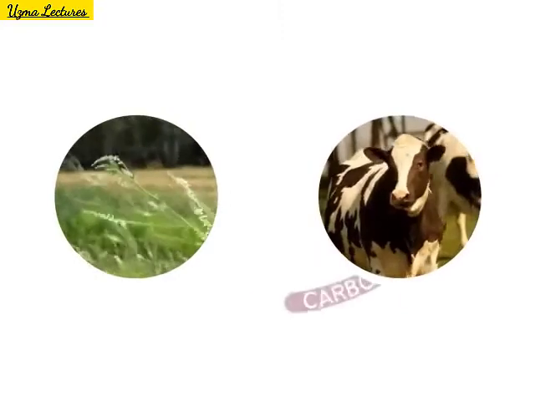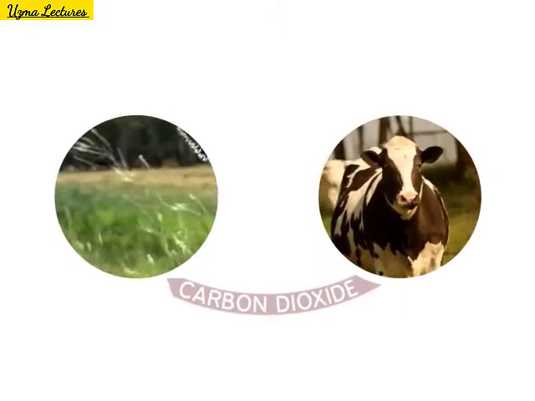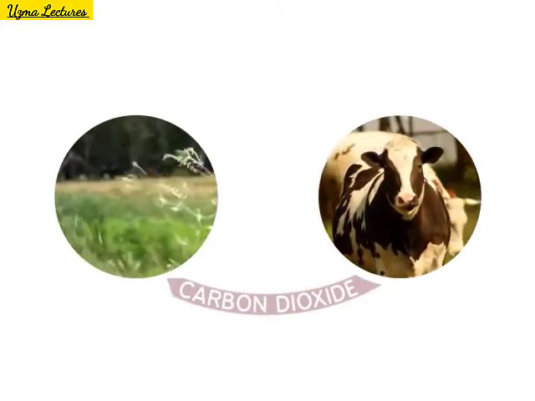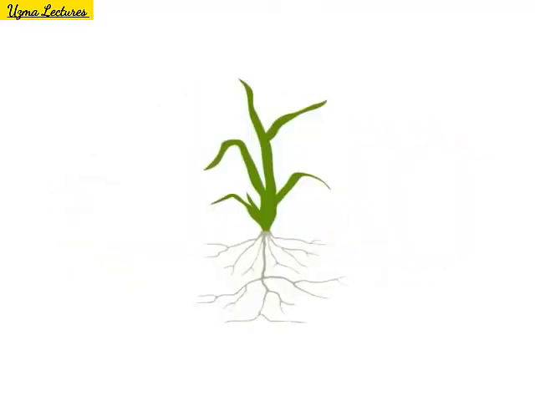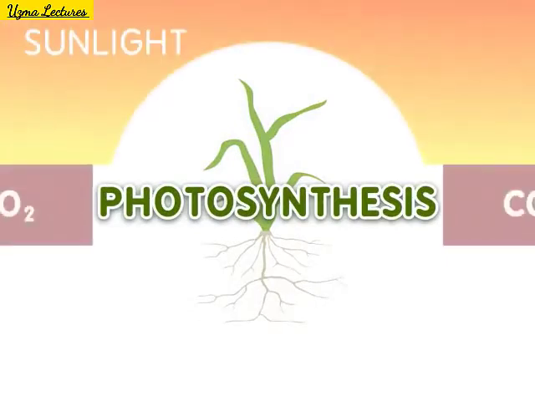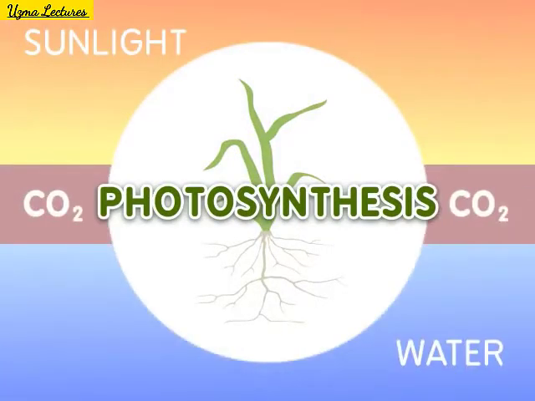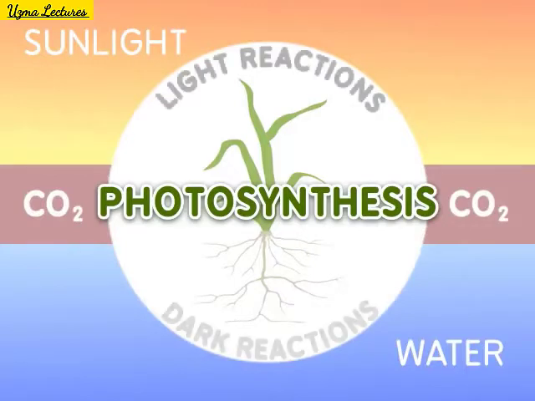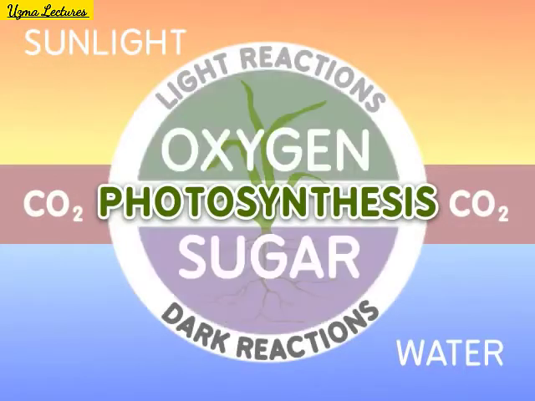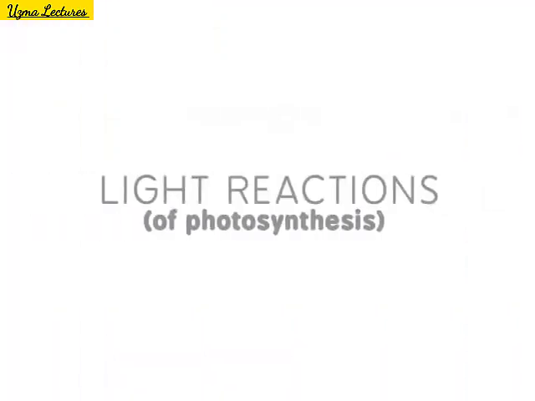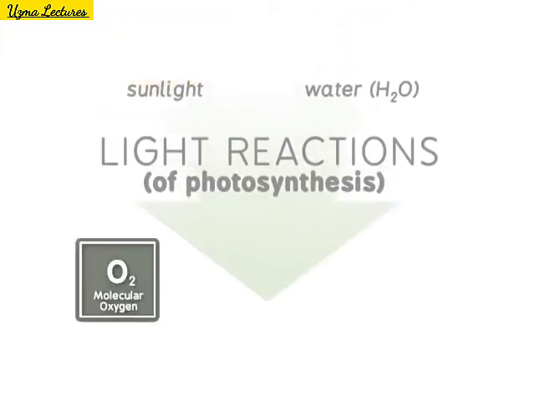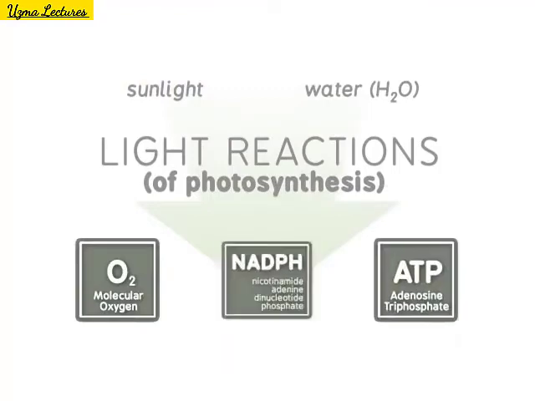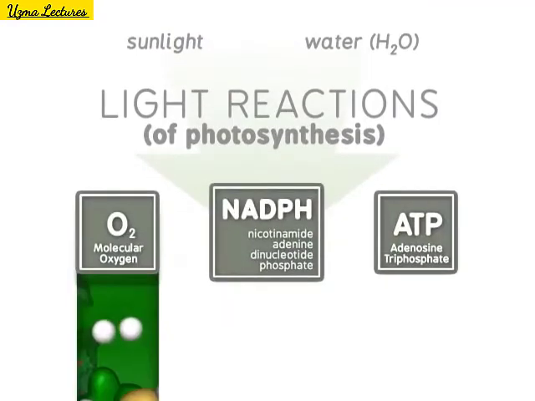The carbon dioxide that animals produce during aerobic respiration can then be used by the plant during photosynthesis to make more sugar. Let's take a look at this more specifically. In photosynthesis, sunlight, carbon dioxide and water are used by the plant in the light and the dark reaction to make oxygen and sugar. During the light reaction, the sunlight and the water are used to make molecular oxygen, ATP and NADPH. The oxygen is a component of air that animals can breathe.